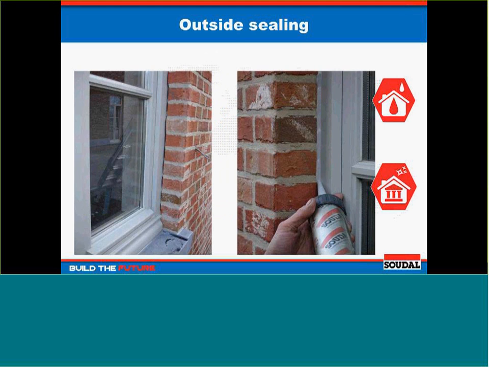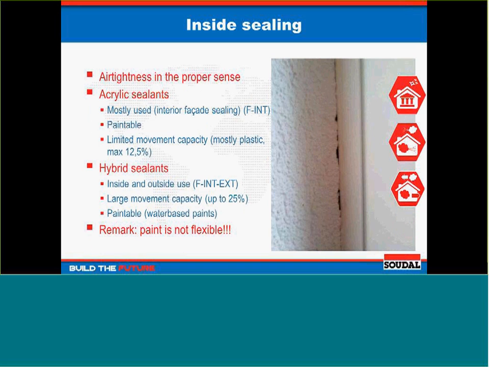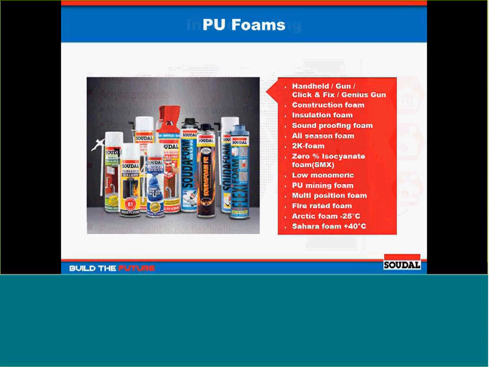Outside sealing is typically done, as in Belgium, with the cavity wall brickwork construction. This is a hybrid sealant in practice. And of course the inside sealing, which is airtightness in the proper sense, is often done with acrylic sealants, very popular as I said, but they have a limited movement capacity. Acrylics will not get past 12.5% in movement capacity. If you want to have more, you can use hybrid sealants. They are paintable as well because on the inside people tend to paint the joints, but please do not forget the paint is not flexible, the sealant is.